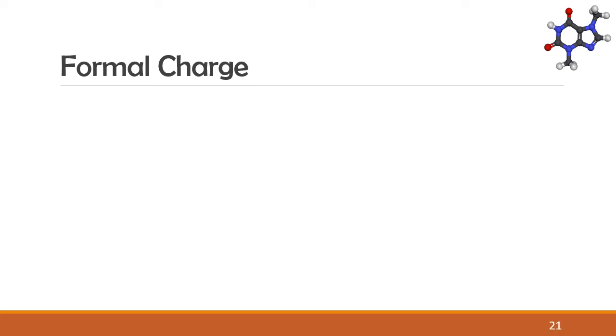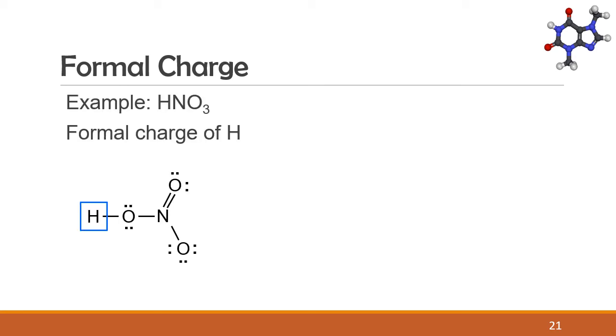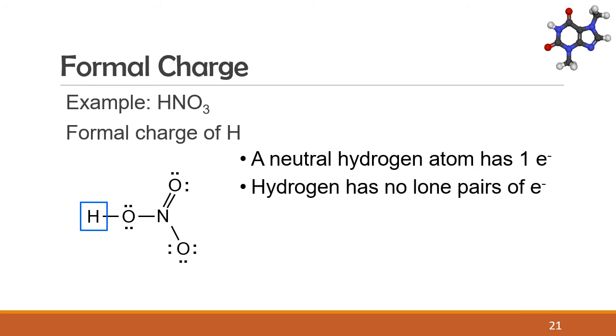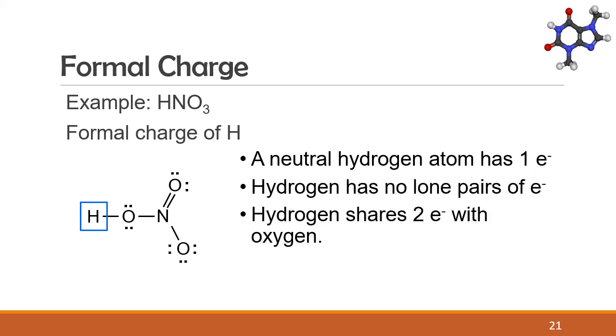Let's have nitric acid as our example. We compute the formal charge for each of the atoms in the molecule. A neutral hydrogen atom has 1 electron. Hydrogen has no lone pairs of electrons. Hydrogen shares 2 electrons with oxygen. Based on the formula, the formal charge of hydrogen is 0.